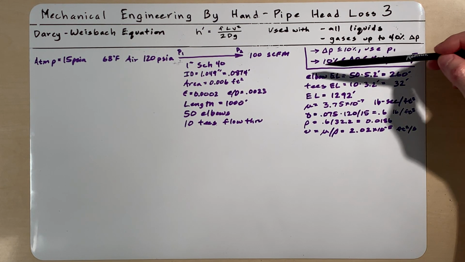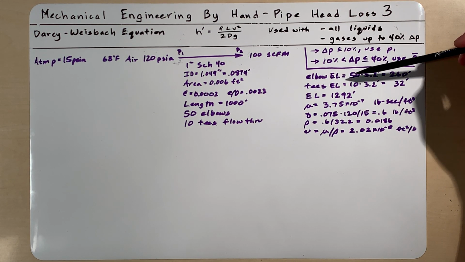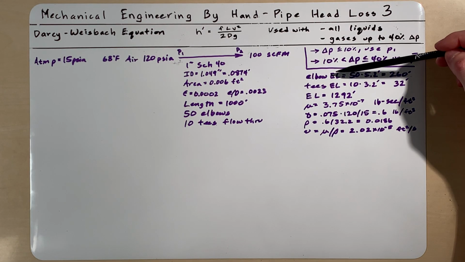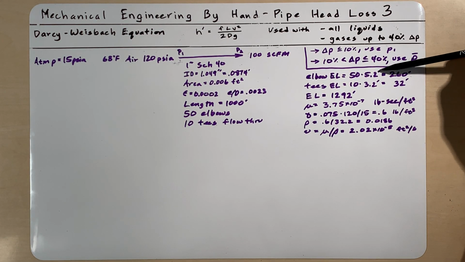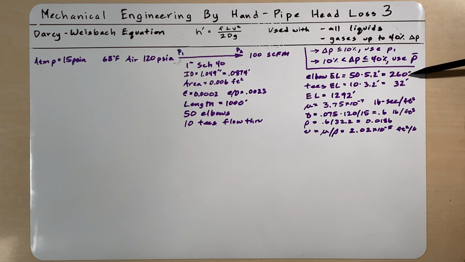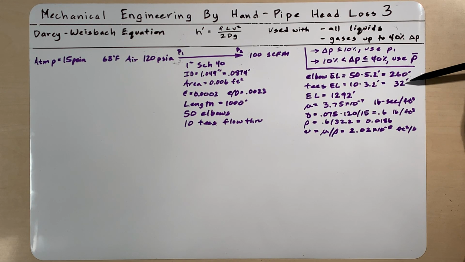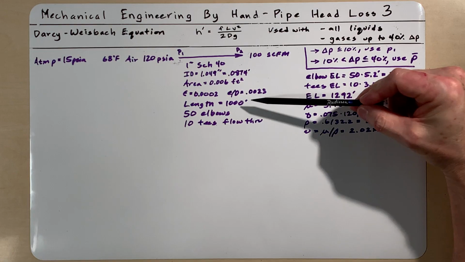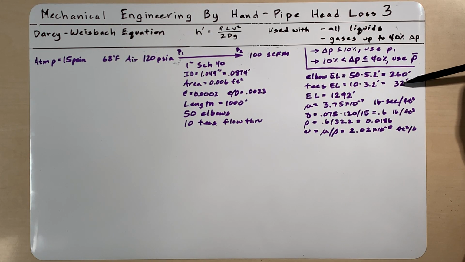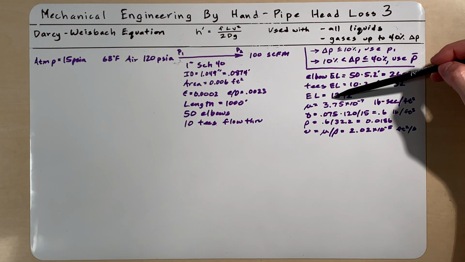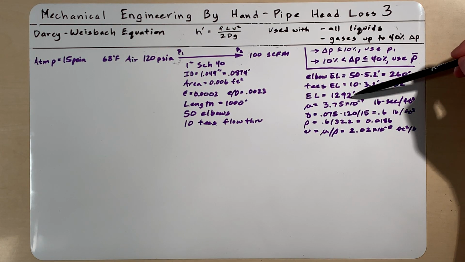Okay, so converting those fittings to an equivalent length, the elbows are 5.2 feet each, and we have 50, so that would be 260 feet. The T's are 3.2 feet each, and 10 of them, so 32 feet. And then we just add those, the 1,000 feet plus 260 plus 32 is an equivalent length of 1,292 feet.